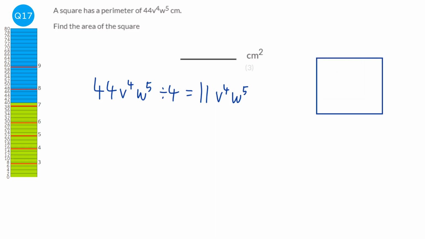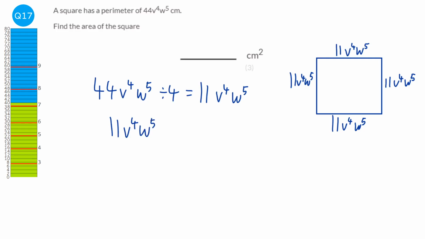if you think about it, if I just draw out my square, if it's 11v to the power 4 w to the power 5 all the way around, when you add, you don't add the v to the power 4 w to the power 5, it's just going to be 11 lots, another 11 lot, another lot of 11, and another lot of 11. So it's 44v to the power 4 w to the power 5 in total. And to work out what the area is, we obviously are going to square that. So we're going to do 11v to the power 4 w to the power 5, and we're going to just times it by itself, which is what squaring means.